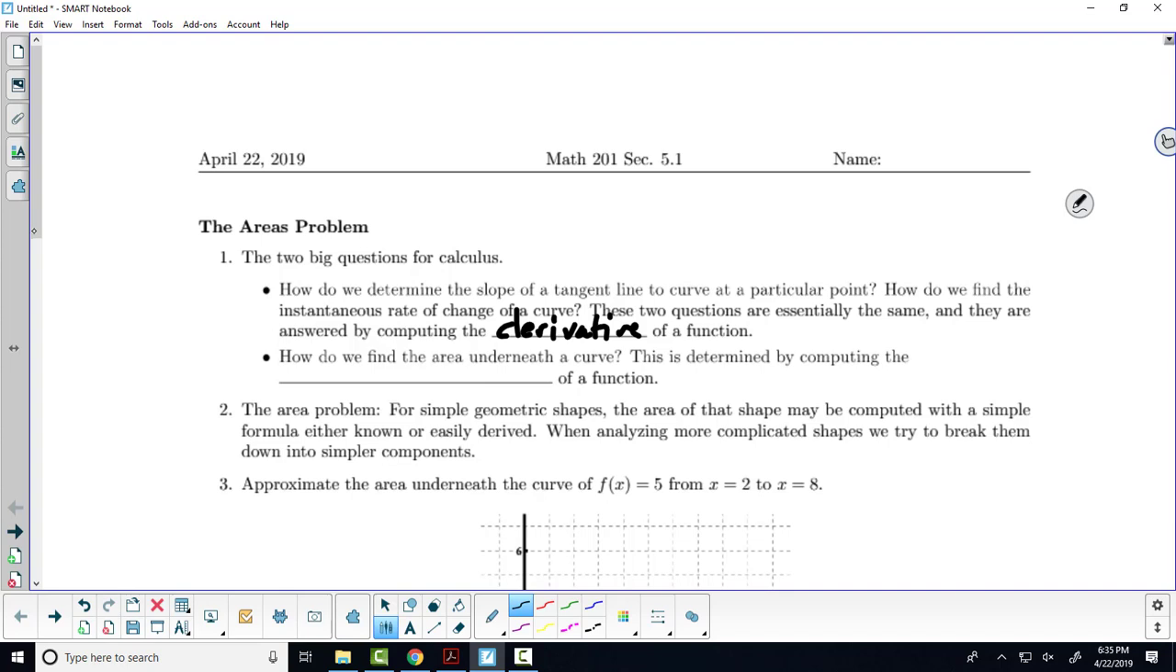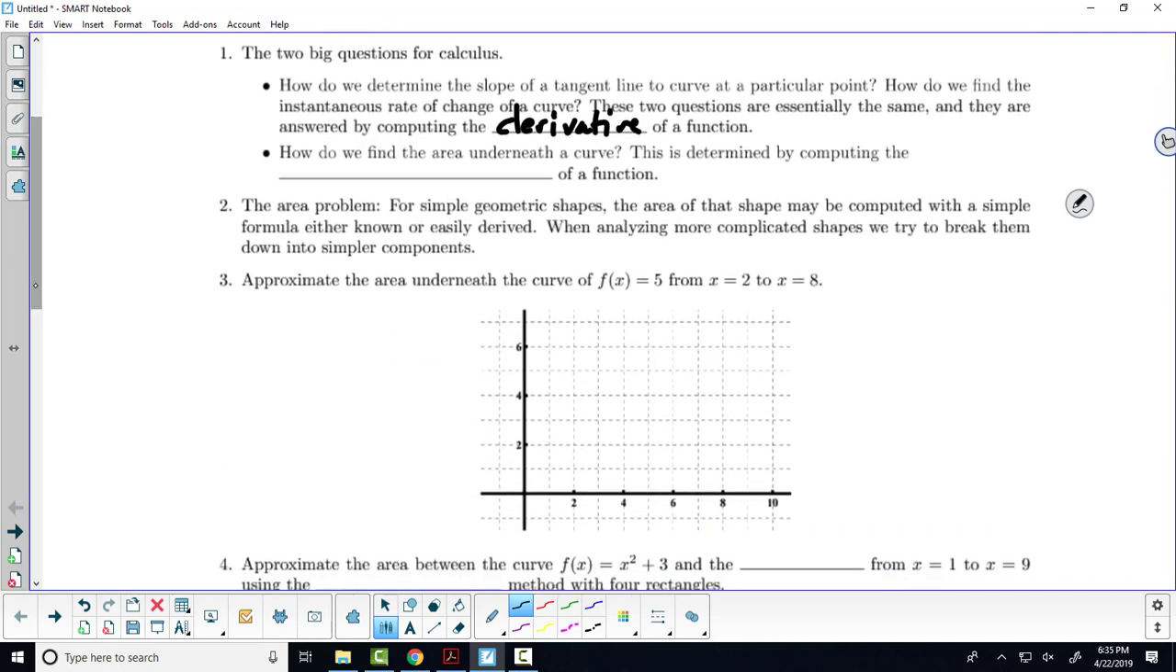So the second question that we want to talk about, and I'll try to motivate our reasoning towards the end of this lecture as to why we're interested in this, is: how do we find the area underneath a curve? And this is determined by computing what we're going to call the definite integral of a function. Okay? The word integral should be ringing a bell, but we're not quite sure how it's all connected just yet.